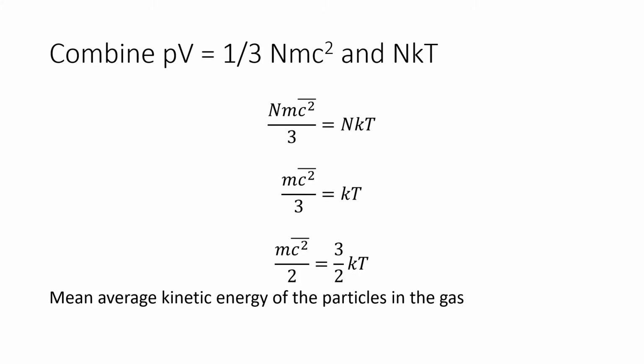And then we need to make one of the sides half m c squared because we want one side to be the kinetic energy. So if you multiply the left-hand side by 3 over 2, you get rid of the 3. Then you have half m c squared equals 3 over 2 kT. So the mean average kinetic energy of the particles in the gas is 3 over 2 kT, and it's about the particles.